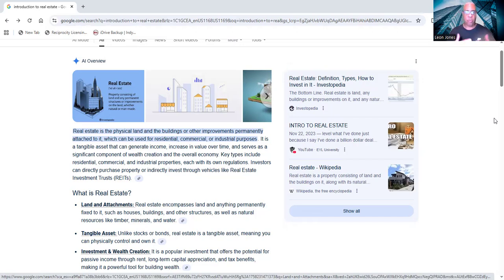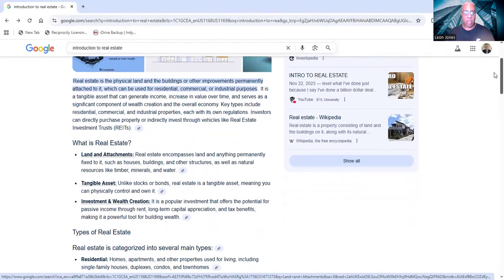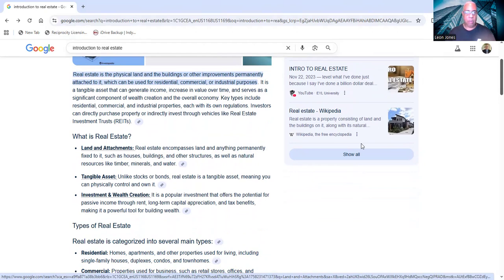So basically, investors can directly purchase property, or indirectly invest through vehicles like the Real Estate Investment Trust. That's known as a REIT. Now, to break it all down, again, what is real estate? Land and attachments. Real estate encompasses land and anything permanently attached to it, such as houses, buildings, and other structures, as well as natural resources like timber, minerals, and water.